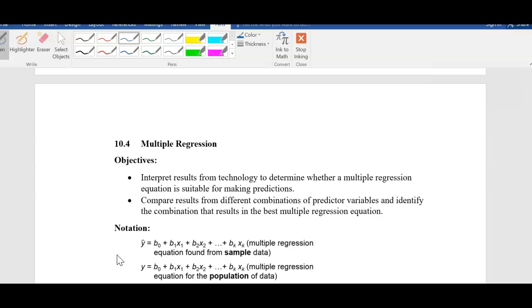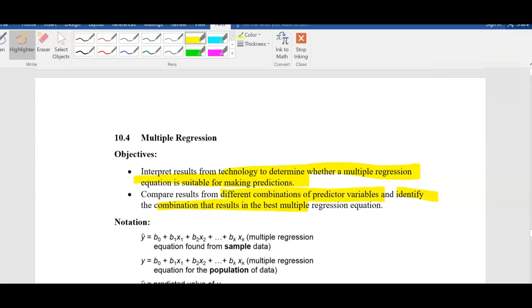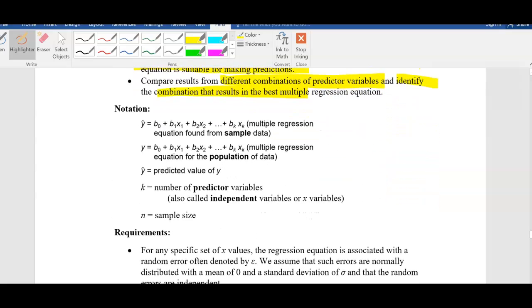All right, the objectives this time are to determine, from technology, whether a multiple regression equation is suitable for making a prediction. So should I use multiple variables, or is one variable a better predictor? We're going to look at different combinations of predictor variables and identify the combination that results in the best multiple regression equation. A multiple regression equation just means there's more than one x, so there are many different variables.